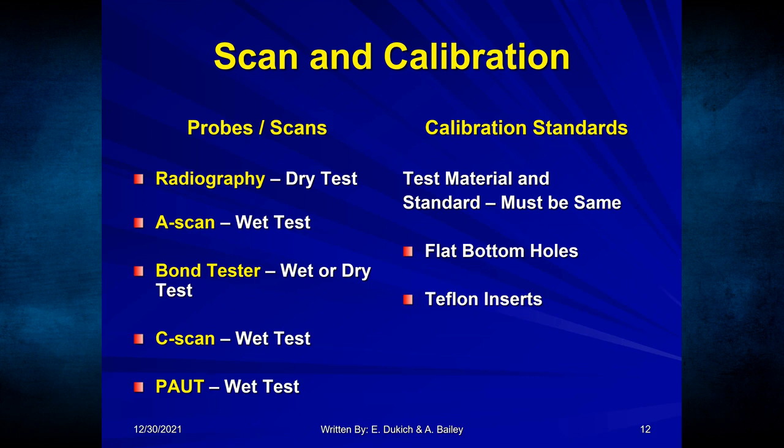We're looking for flaws that cannot be seen with the naked eye without destroying the part. Or if I'm just looking for a small separation between layers, I can use a standard made of Teflon inserts or an actual flawed specimen. Now, the actual flawed specimen we don't use as a standard, but we do use it as a comparison device.